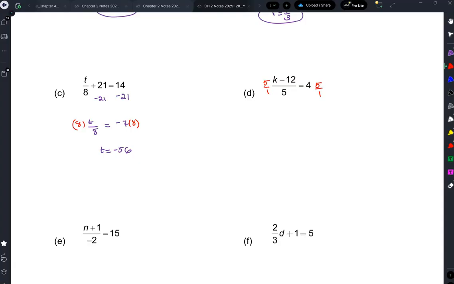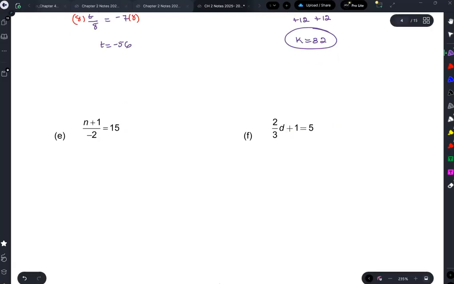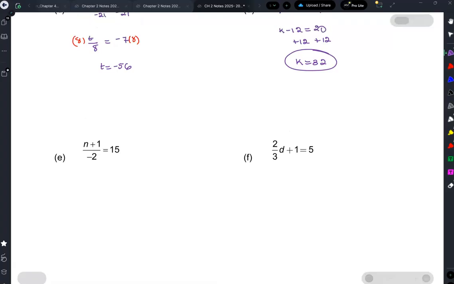Hang on, let's do this first. You multiply by 5, which is the same as 5 over 1. And so now this 5 and this 5 go away. So here you have k minus 12 equals 20. Now, Zoe, what are we going to do? Now you do plus 12 on both sides, which equals 32. k equals 32.